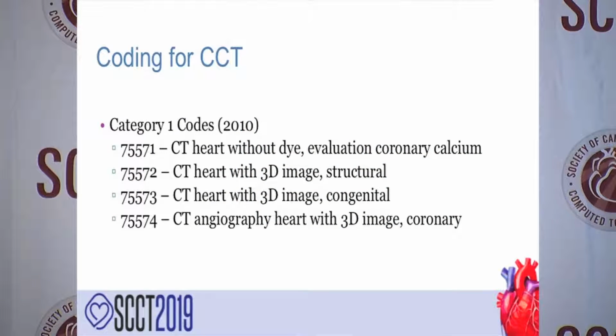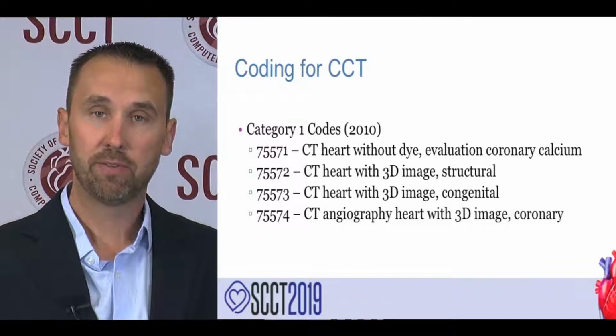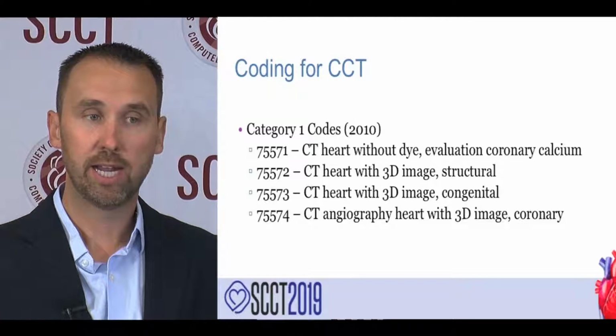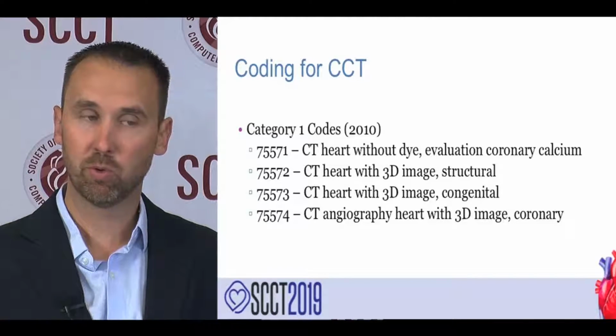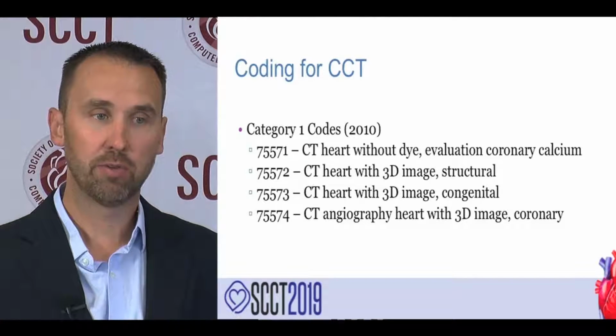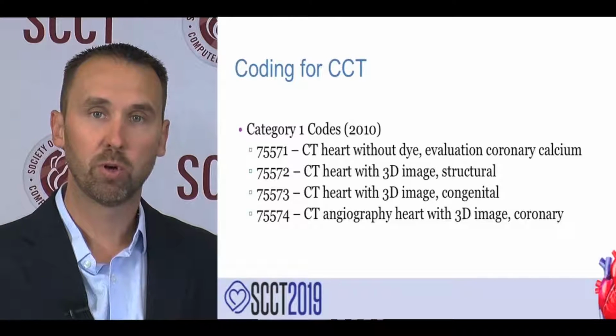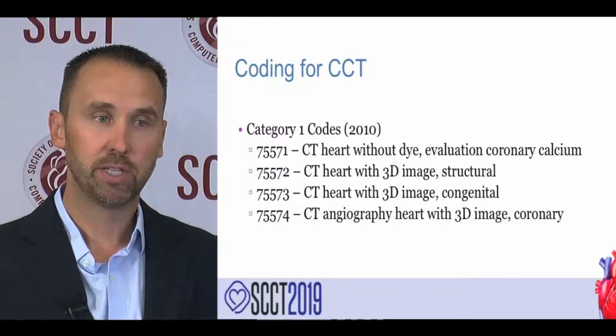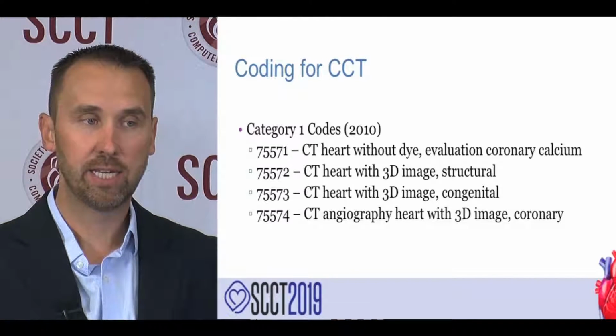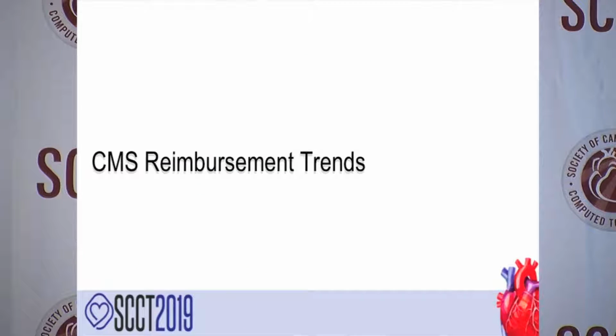So here are the 4 Category 1 CPT codes for cardiac CT currently. 75571 covers non-enhanced cardiac CT for calcium scoring, and then the remaining codes cover cardiac CT angiography for structure, congenital, and for coronary artery assessment respectively. These codes were granted in 2010. So we'll go into a little bit about some of the reimbursement trends for CMS over the last 3 years.